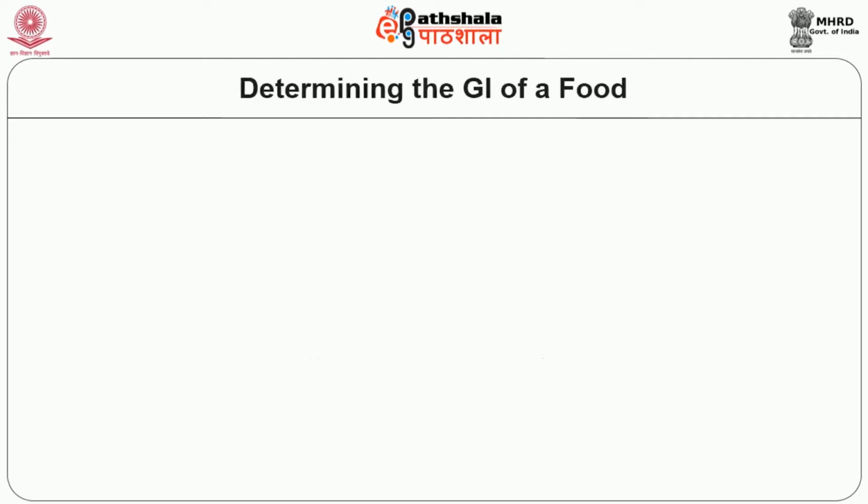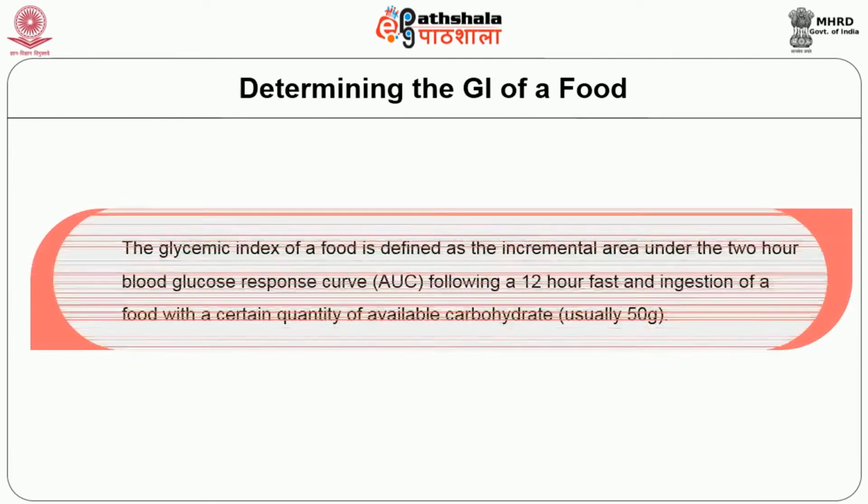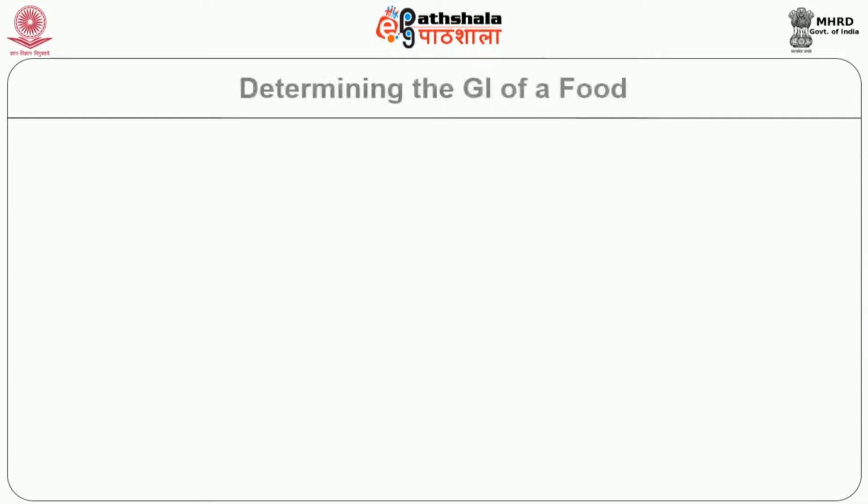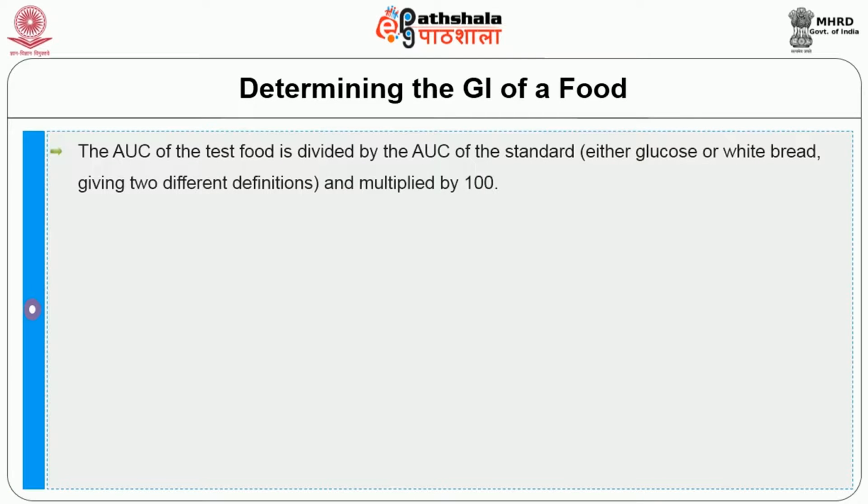Now we'll discuss how to determine the glycemic index of a food. The glycemic index of a food is defined as the incremental area under the 2-hour blood glucose response curve following a 12-hour fast and ingestion of a food with a certain quantity of available carbohydrate, usually 50 grams. The area under the curve of the test food is divided by the area under the curve of the standard and multiplied by 100. A standard may be either glucose or white bread.